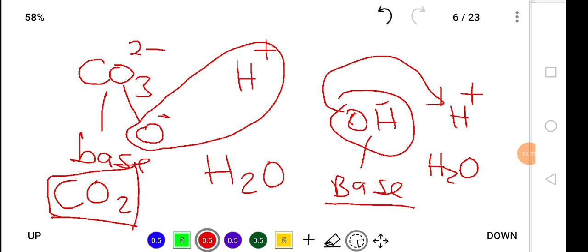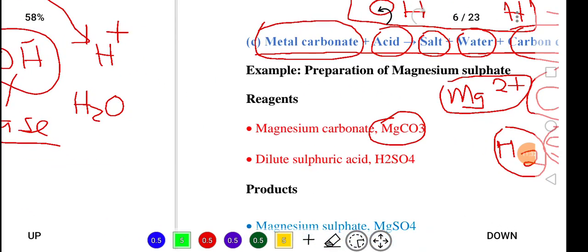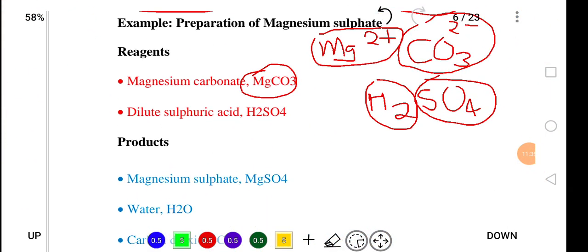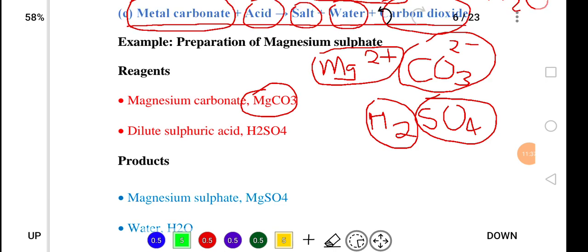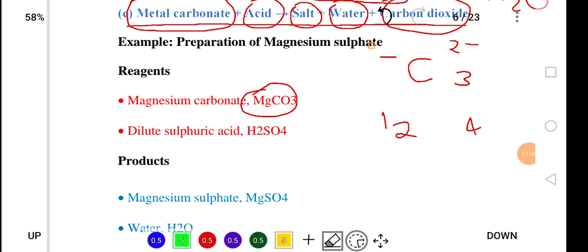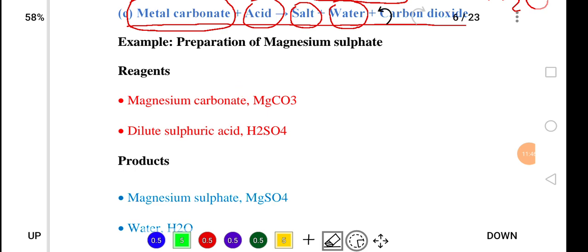That is very important. Moving forward, we are going to prepare magnesium sulfate, for example, and we are not saying you can only be given magnesium sulfate to prepare. You can be given any neutral salt, but what is important is the procedure, and I'm telling you that the procedure is going to be the same, only the reagents we are going to use will be different.